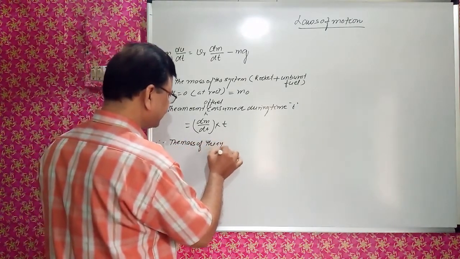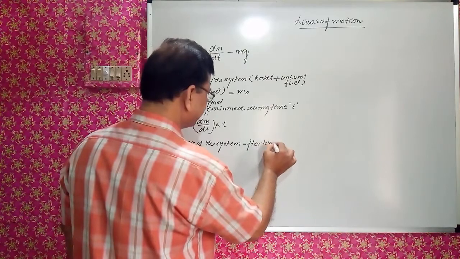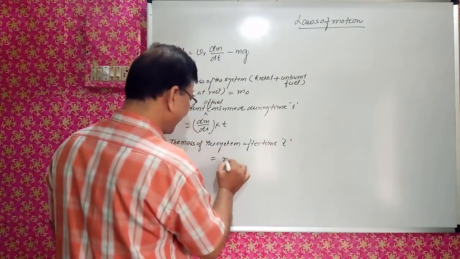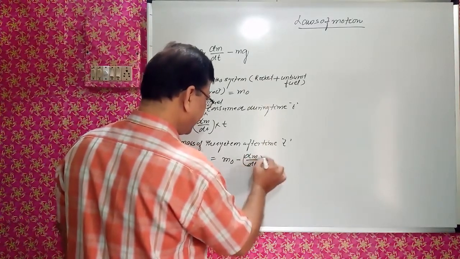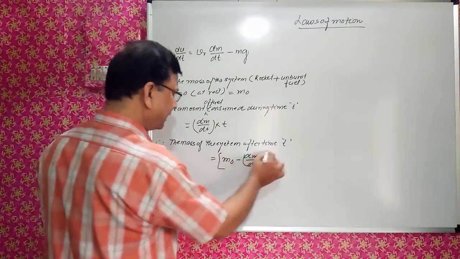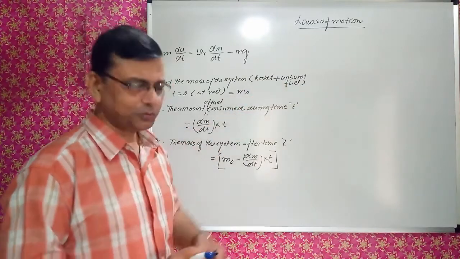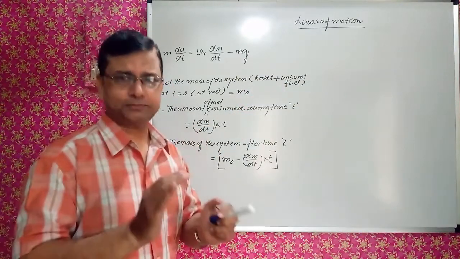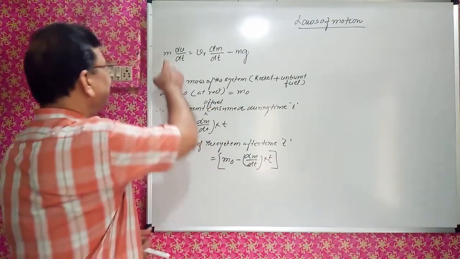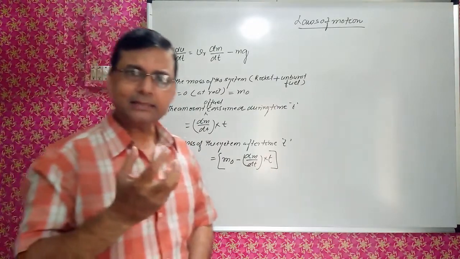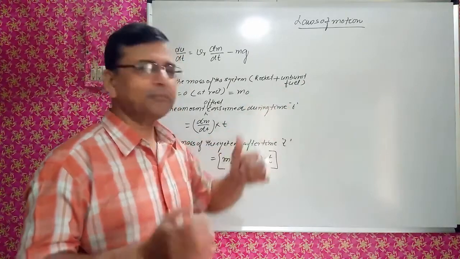the mass of the system after time t is equal to m0 minus dm upon dt into t. This will be the mass of the system. The system is rocket plus unburned fuel. So after time t, this is the mass of the total system. And what is m? M is the mass of the system, where rocket and unburned fuel is there.